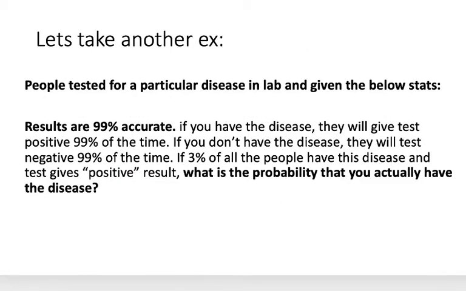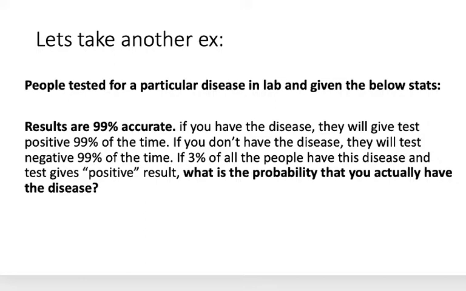And let's take another example, which is more concrete, more complex, and real-world. Let's say we have a lab test, and the lab is claiming that the results are 99% accurate. If you have the disease, they will give a positive test 99% of the time. If you don't have the disease, they will test negative 99% of the time.